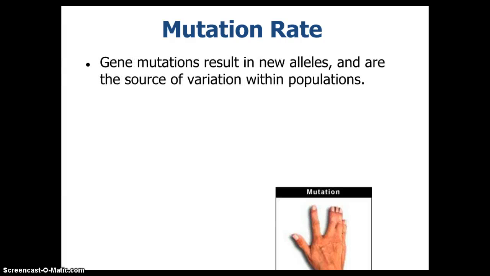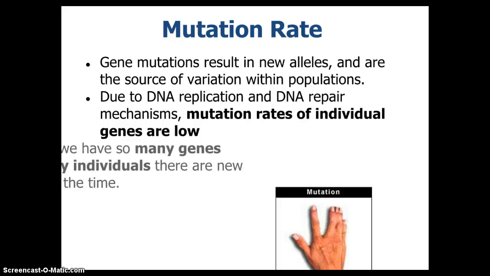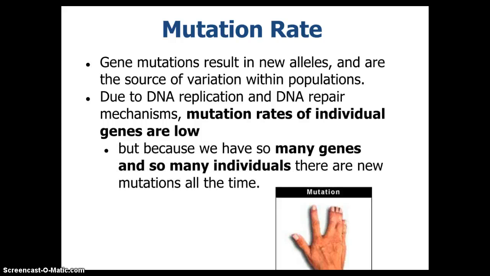The mutation rate, in terms of how often we get new alleles, is one source of variation within a population. Due to all the times that we replicate DNA, we have repair mechanisms. So it's actually not very common to have mutations, but because we have so many genes, there are always new mutations happening.